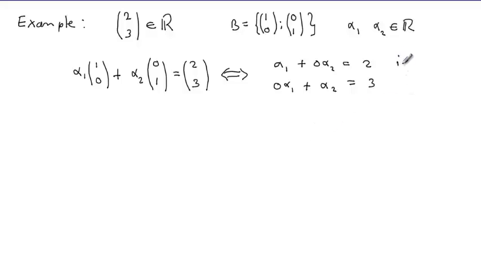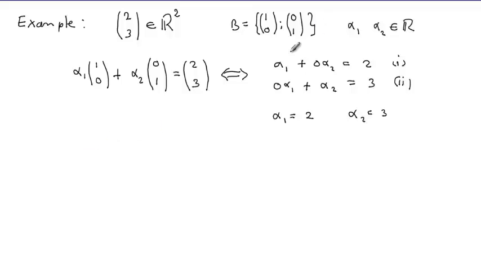This is equation 1 and equation 2. Now it is clear from the two equations that we get alpha 1 equals 2 and alpha 2 equals 3. So if we choose our alpha 1 and alpha 2 this way, we can actually produce this vector. In other words, this vector is a linear combination of these two column vectors. And any other vector in R2 is a linear combination of that.